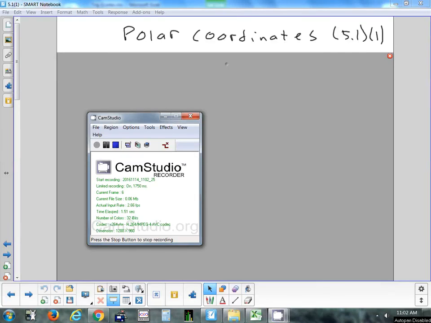All right, so first section we're going to look at 5.1. We're going to break it into two parts. We'll do part of it today, and we'll do the other part tomorrow.